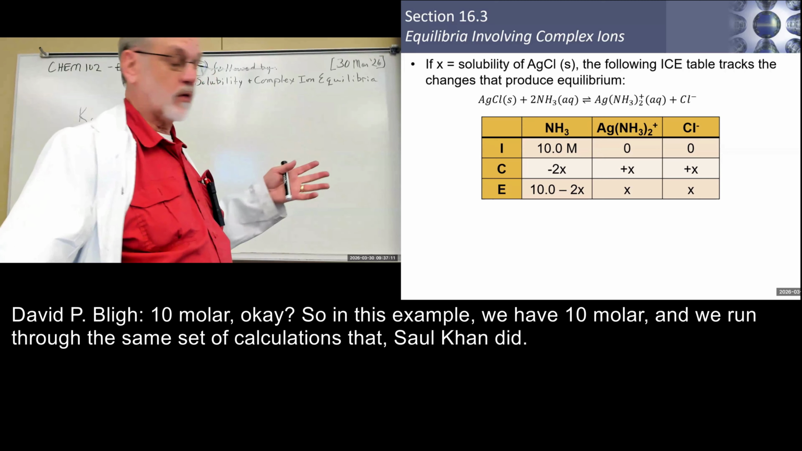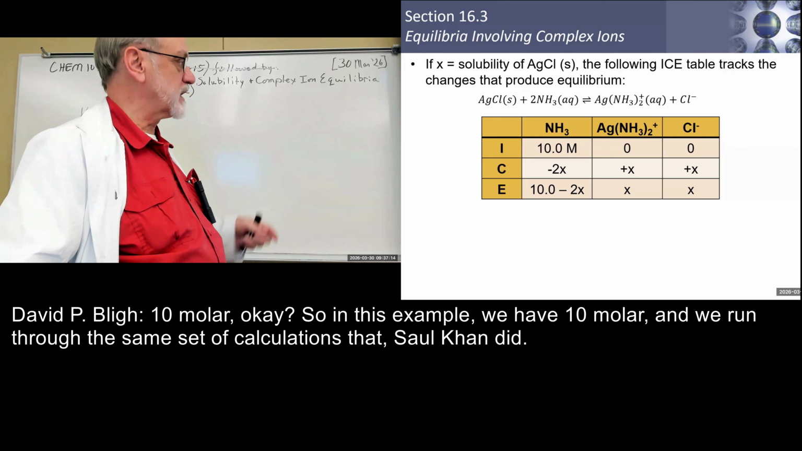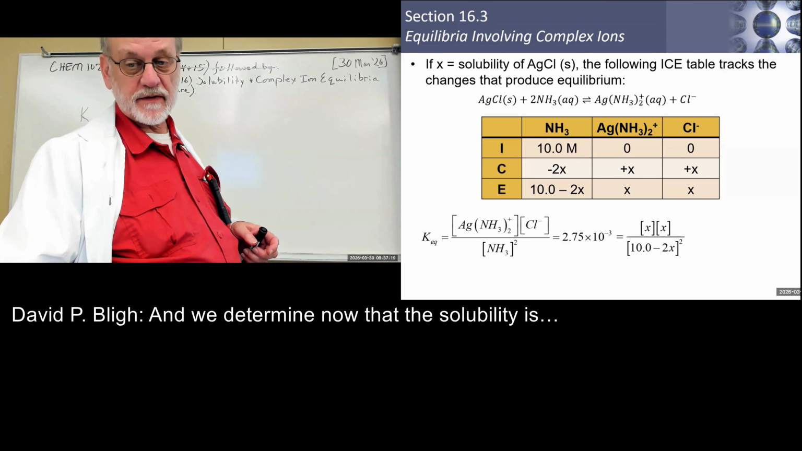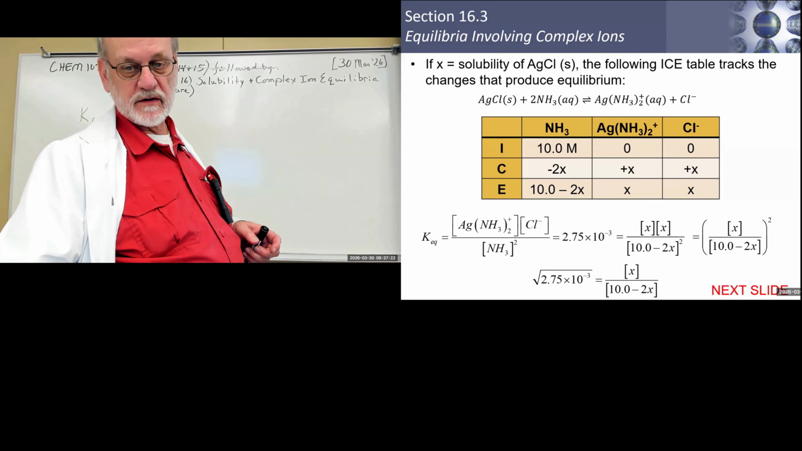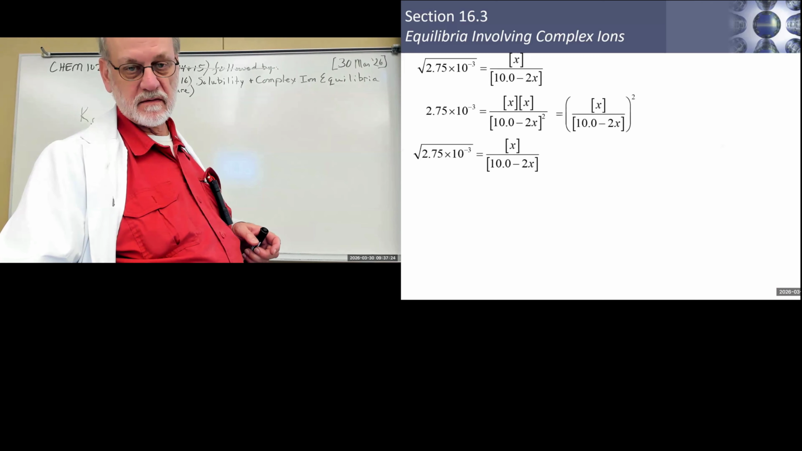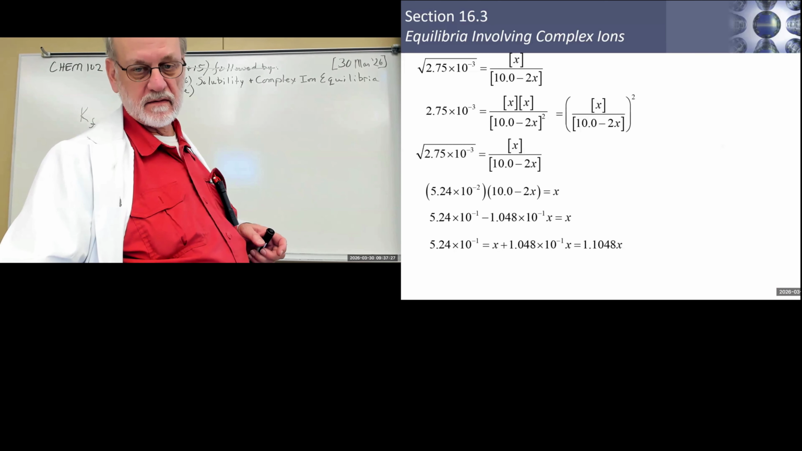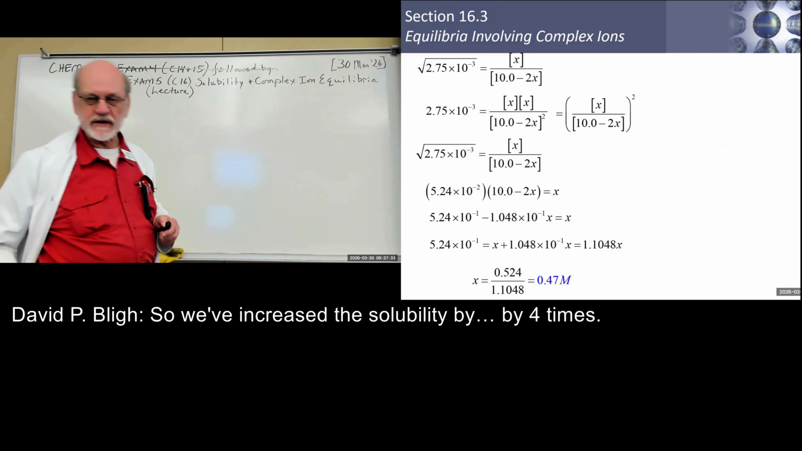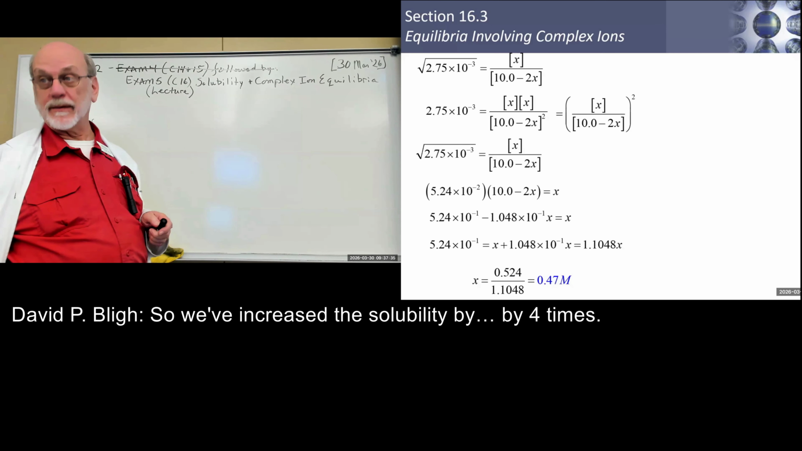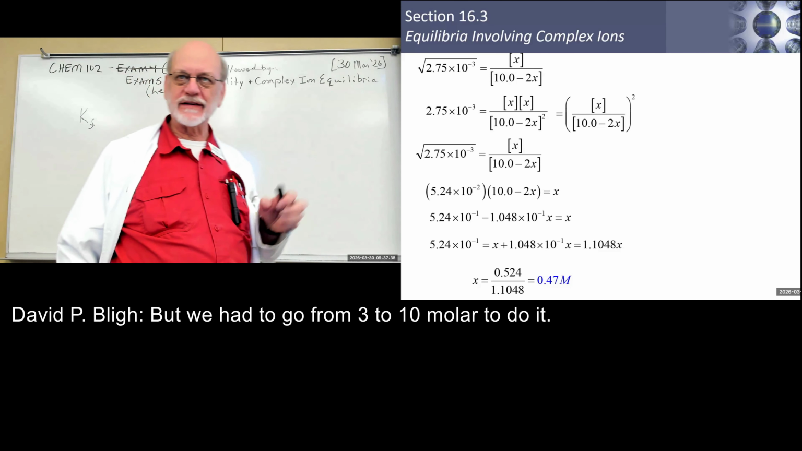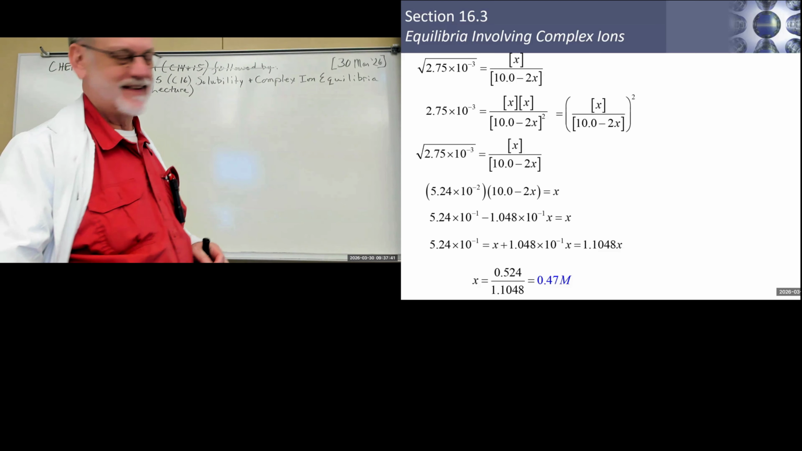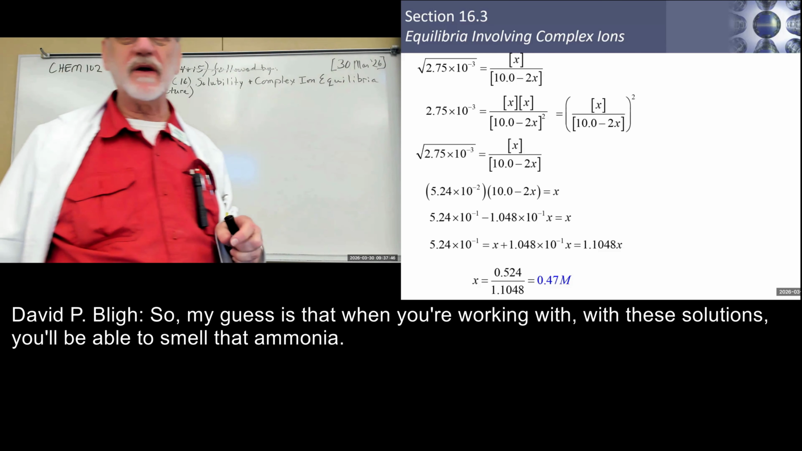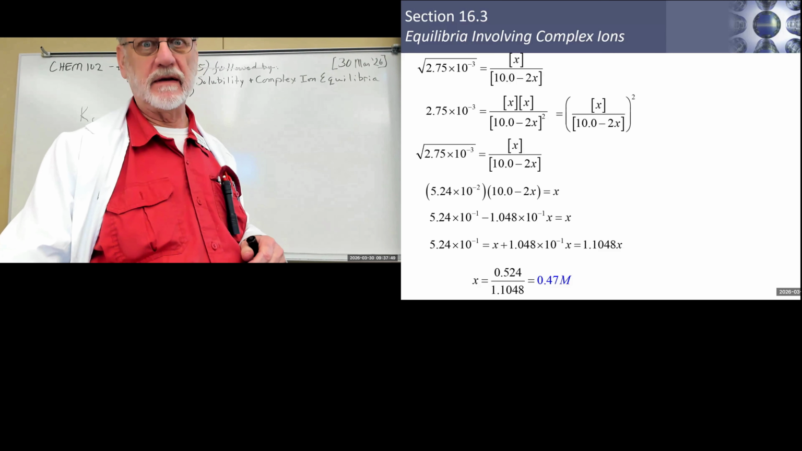So in this example, we have 10 molar, and we run through the same set of calculations that Saul Kahn did. And we determine now that the solubility is 0.47. So we've increased the solubility by 4 times. But we had to go from 3 to 10 molar to do it. So my guess is that when you're working with these solutions, you'll be able to smell that ammonia pretty easy.